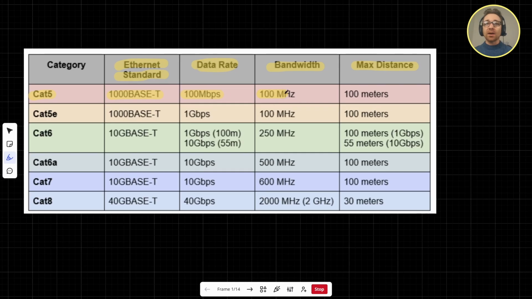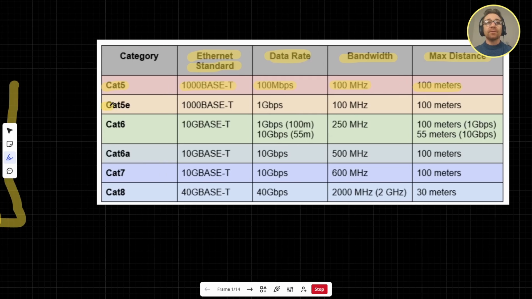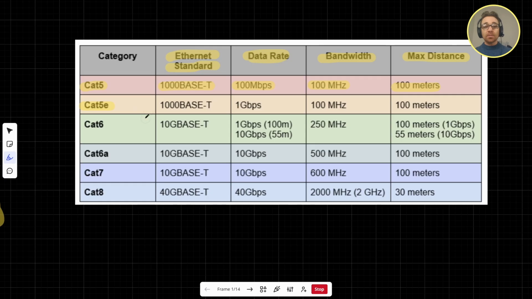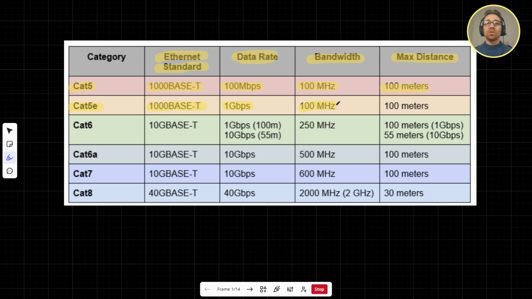The bandwidth is about 100 megahertz, and the maximum distance is 100 meters. Category 5E is basically a type of Category 5 cable, but they've done some additional testing on it. It can reliably support the 1000BASE-T Ethernet standard, which means it can reliably give you a data rate of 1 gigabit per second. It has the same bandwidth and distance as Category 5, all right? So it's just reliably able to give you that 1000BASE-T standard, or that 1 gigabit per second standard.